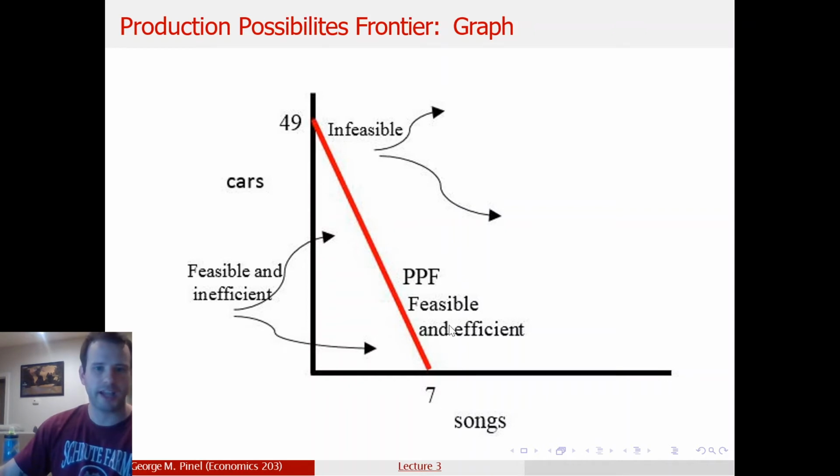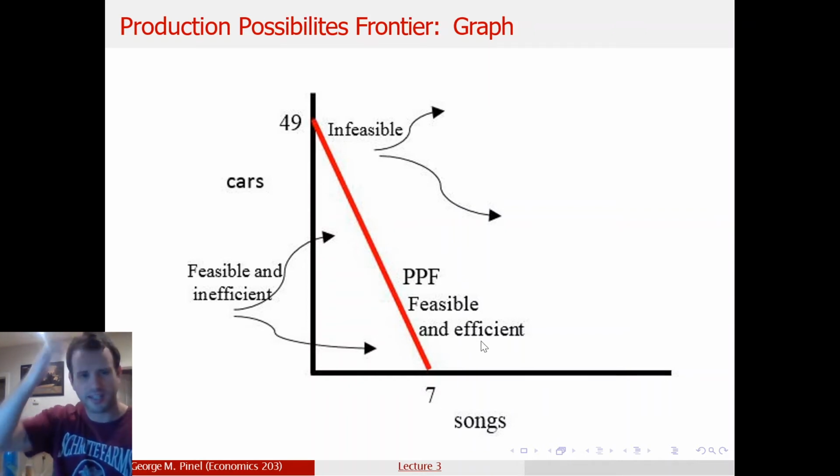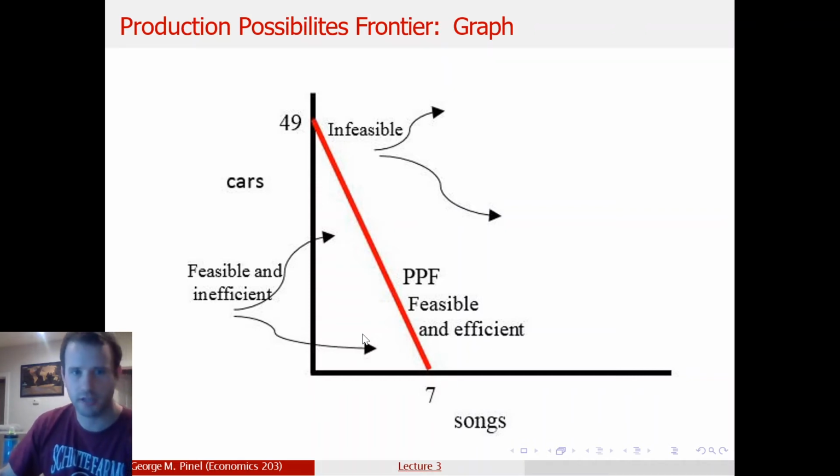Now, what do I mean by efficient? Efficient just means he can do more. Being efficient means he's doing the exact most that he can do, and everything that's under the line is inefficient. So he can make 5 songs. That's feasible, 5 songs and 0 cars, but he has wasted resources. He's wasting time, presuming that he's not doing something that he also enjoys, which could be production.